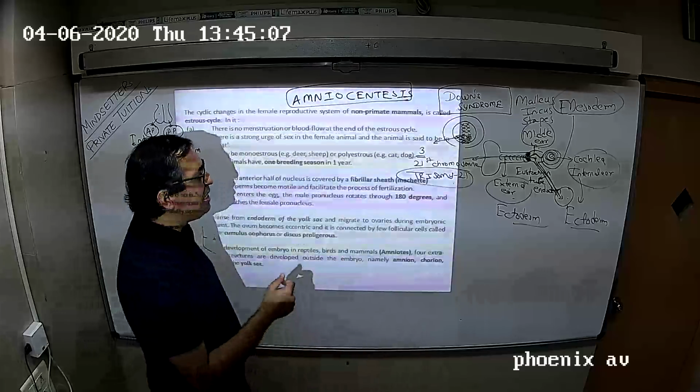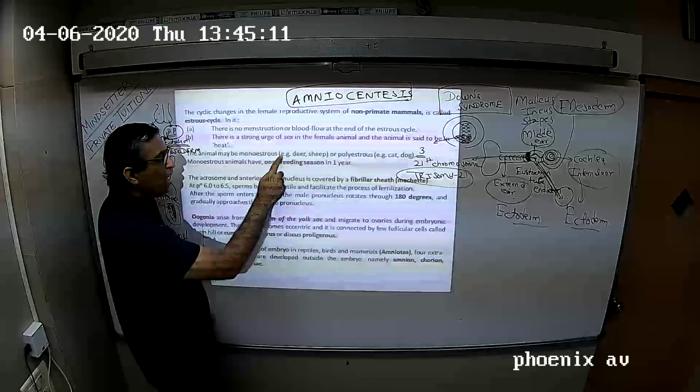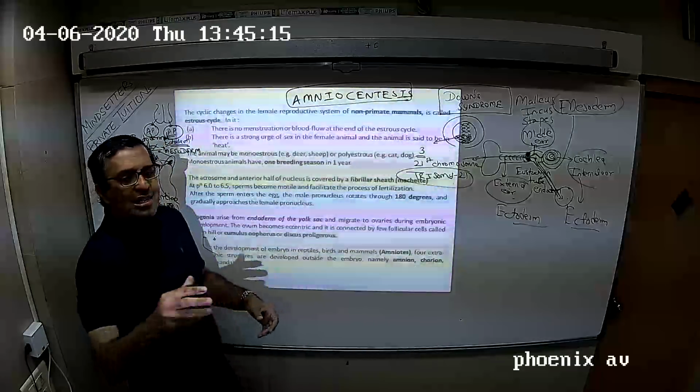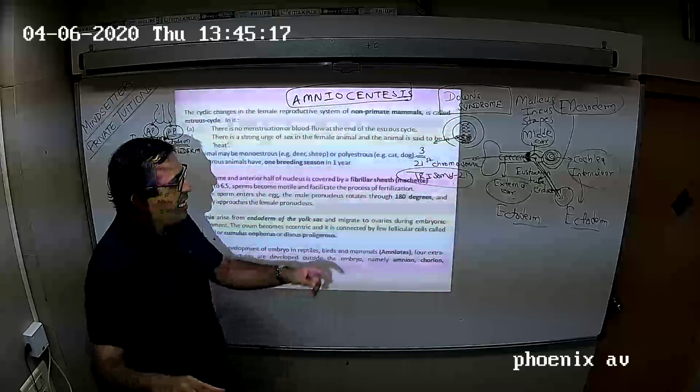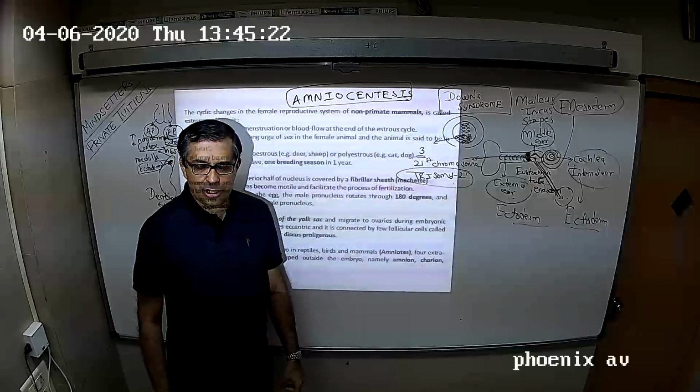If it is once in a year, it is called as monoestrus. Monoestrus, once a year, that is deer or sheep. And say cats and dogs, it is twice in a year, which is called as polyestrus.